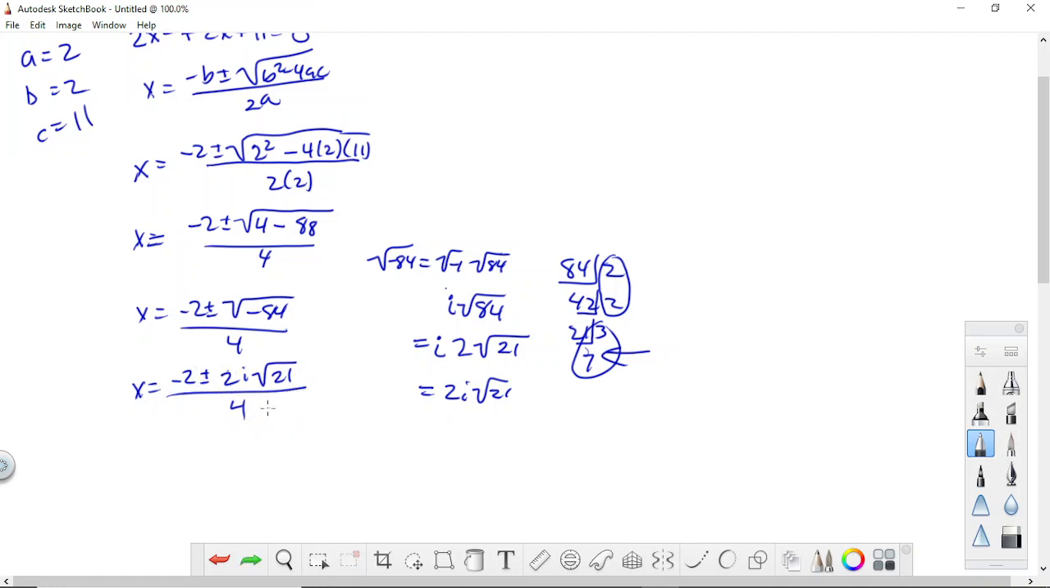Okay, so we have this, we have this, we have this, and obviously 2 goes into all of those. So divide each by 2. Negative 2 divided by 2 is negative 1. And then 2i divided by 2 just leaves I. We could put 1i there, but we don't have to. What's under the radical is 21, and underneath is just 2. Okay, because we divided that by 2, that by 2, and that by 2. Okay, and so I think that's it.